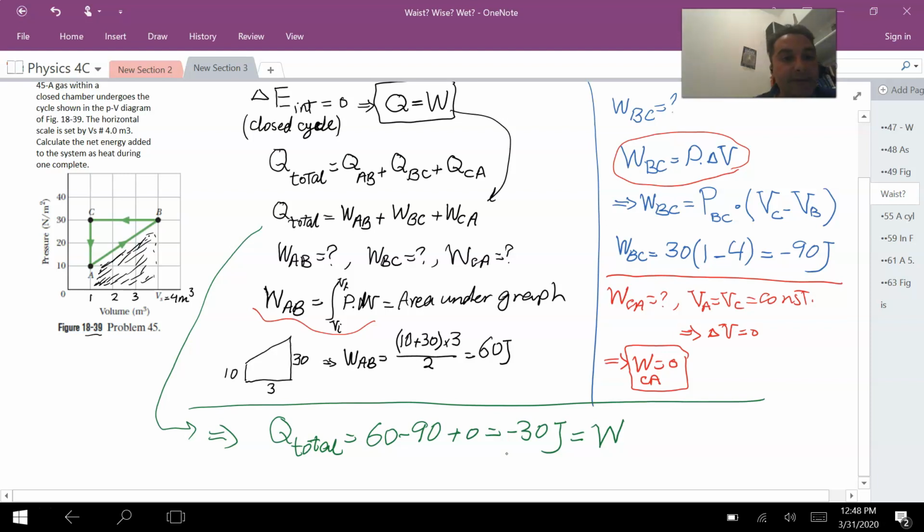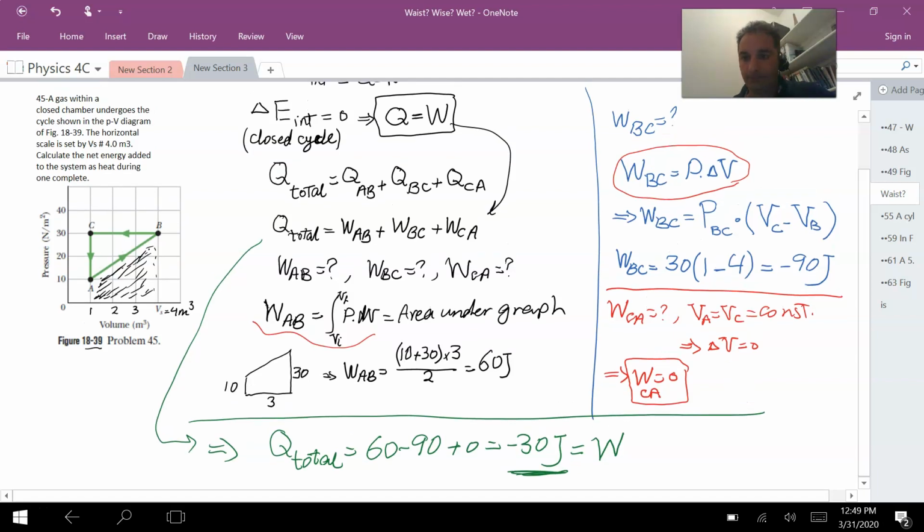And the question says, calculate the net energy added to the system as heat. This is what we say. This is our answer. Any questions so far? Please let me know. Email me. So that was question number 45.